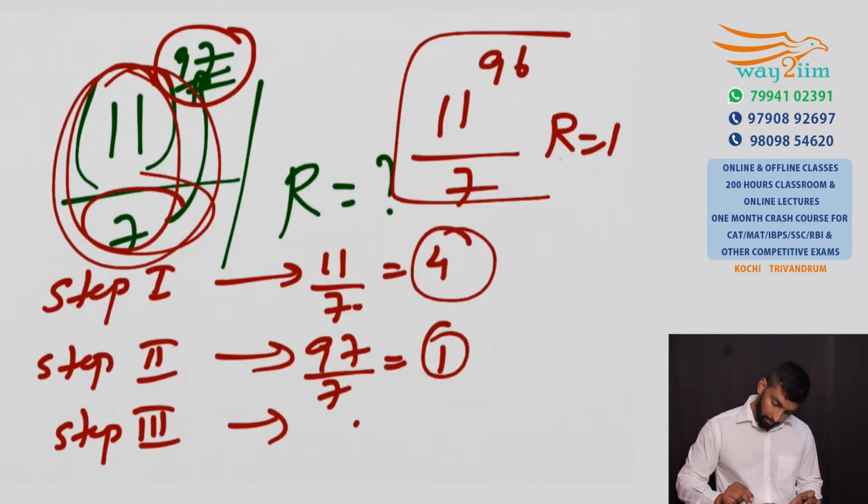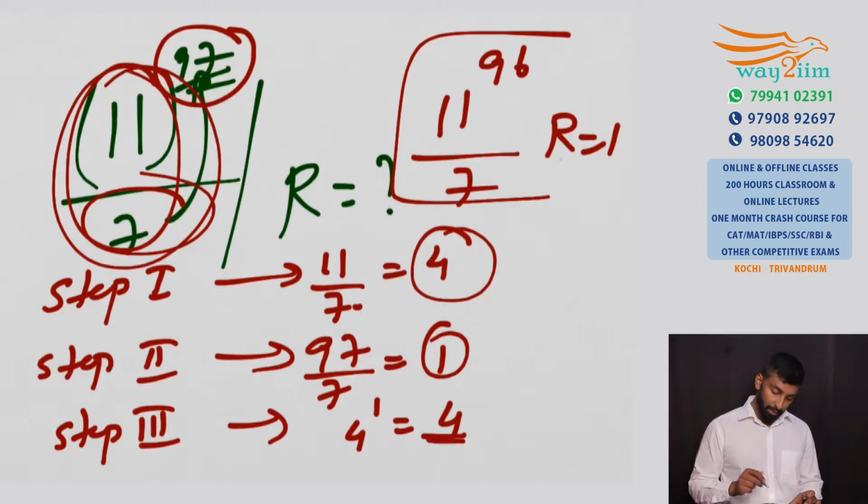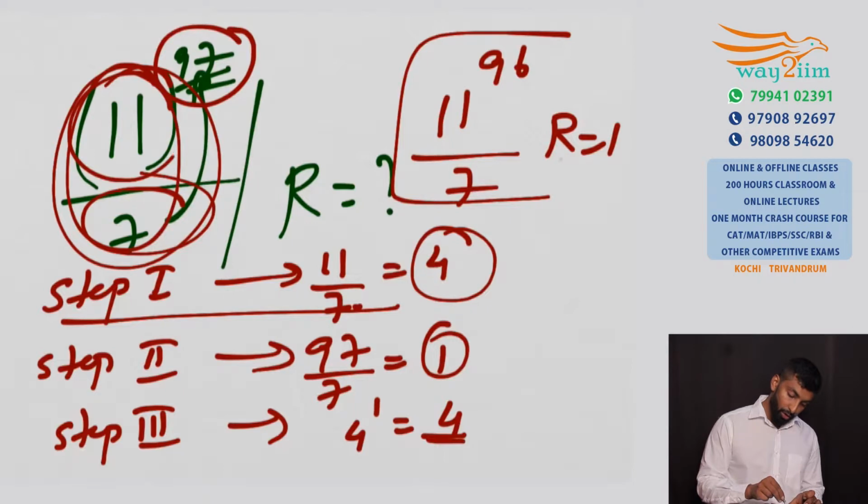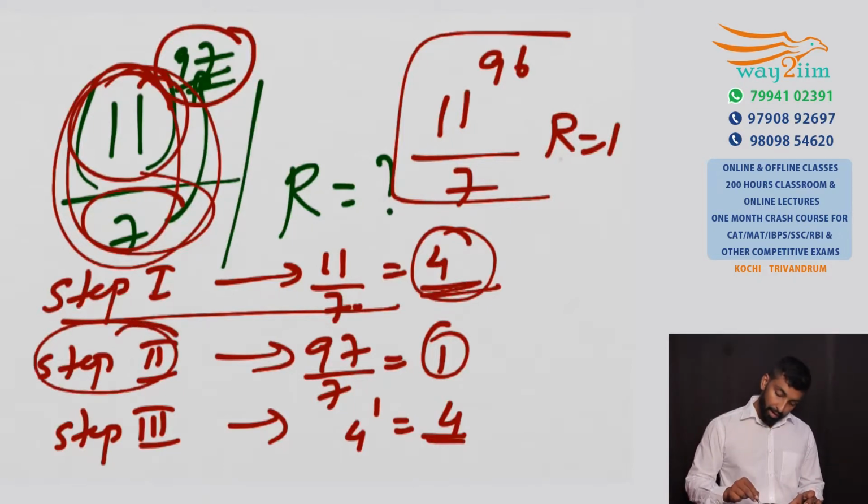4 raised to 1. Nothing but 4. Okay. So 3 steps. What is step 1? Divide the numerator without power by denominator. See the remainder. Second step. Divide the power of numerator with the Euler's number.